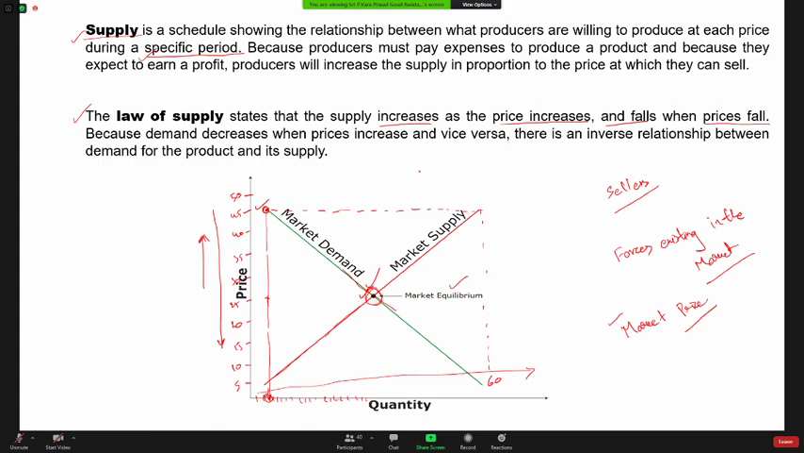So it doesn't mean that if the price increases, the supply will increase. Yes, of course, but at the same time, you can't say that as the price increases, demand will come down.